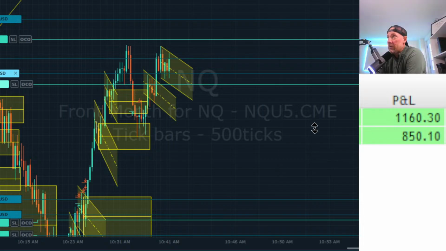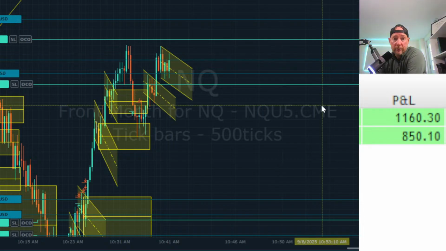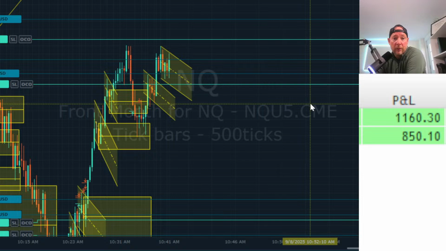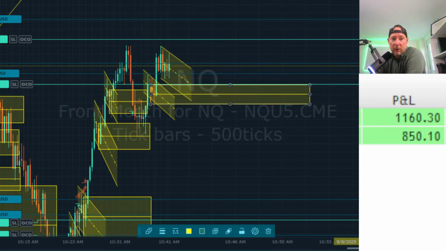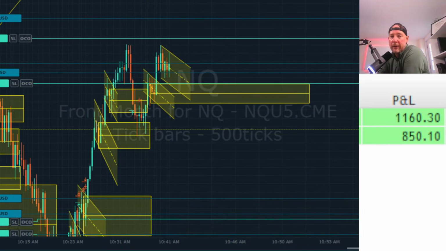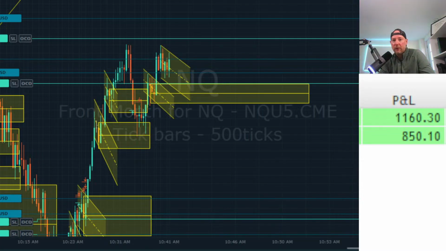Of course, my computer's starting to lag again. This happens when I run multiple platforms at the same time. Overheating the computer.